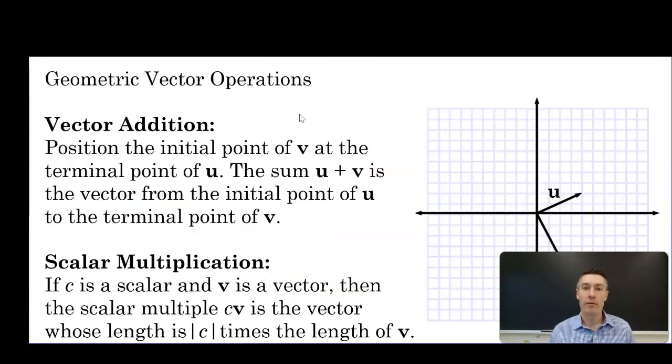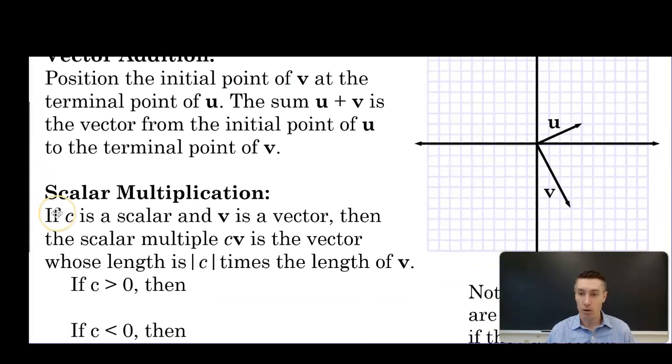So now we're going to look at vector operations. That is vector addition, vector subtraction, and scalar multiplication. We'll start geometrically so we can visually see what is going on for each of the operations, and we'll follow that up by defining them algebraically. So vector addition, position the initial point of v at the terminal point of u. The sum u plus v is the vector from the initial point of u to the terminal point of v.